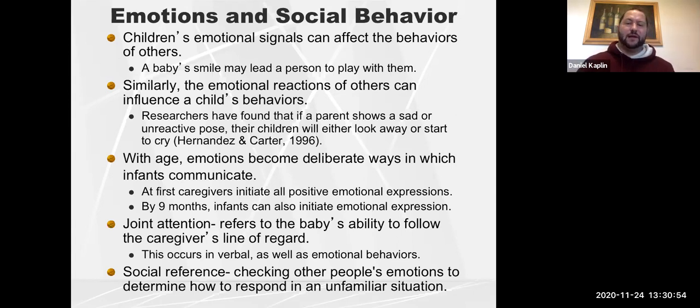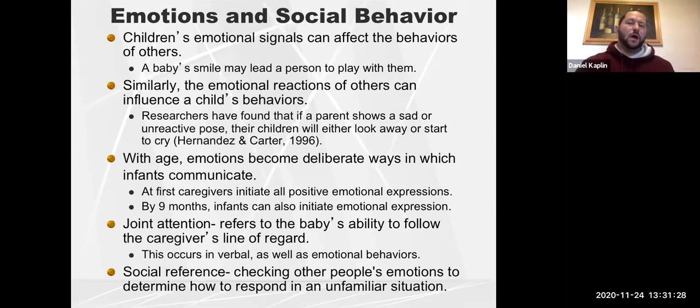Now, we talked about the concept of joint attention in an earlier lesson. We discussed this in language, in the context of cognitive development, but it also can play a role in emotions. So babies can follow their caregiver's line of regard. So this occurs both verbally and emotionally.